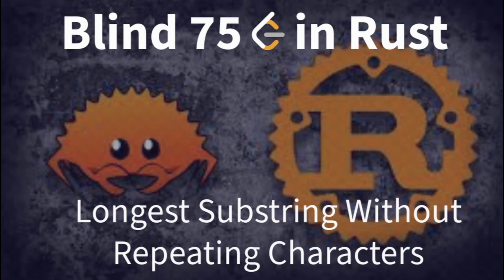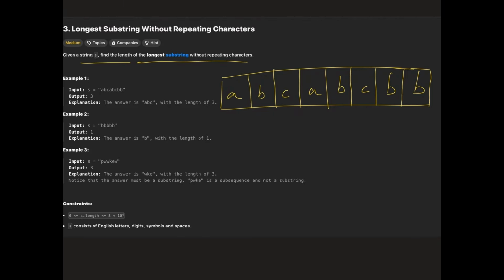We'll be solving LeetCode problems to learn a programming language. This series is for learning Rust. Today we are tackling a classic problem from the Blind 75 list: finding the longest substring without repeating characters. This is a fundamental concept in string manipulation.